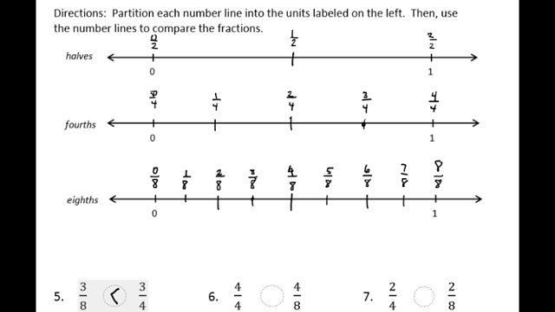Now I'm going to compare 4/4 to 4/8. So here I have 4/4, and I'm comparing that to 4/8. 4/4 is greater than 4/8 because it's farther to the right. And my last comparison is between 2/4 and 2/8. So I have 2/4 here and 2/8 here. That means 2/4 is greater than 2/8.